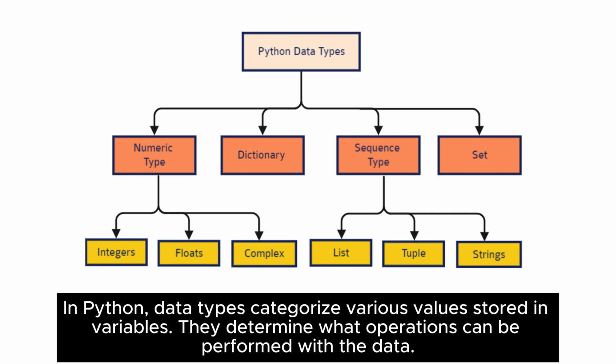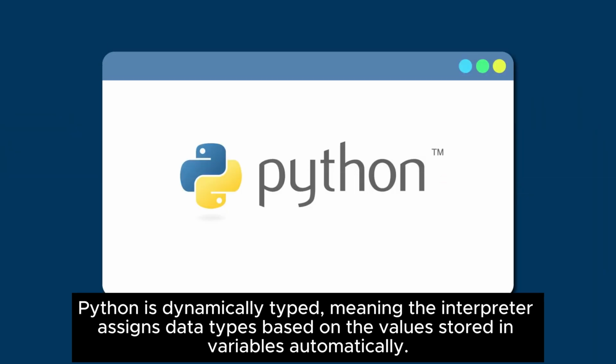In Python, data types categorize various values stored in variables. They determine what operations can be performed with the data. Python is dynamically typed, meaning the interpreter assigns data types based on the values stored in variables automatically.